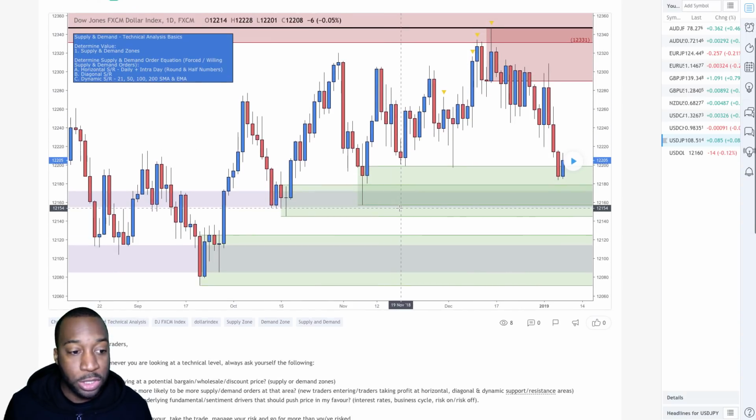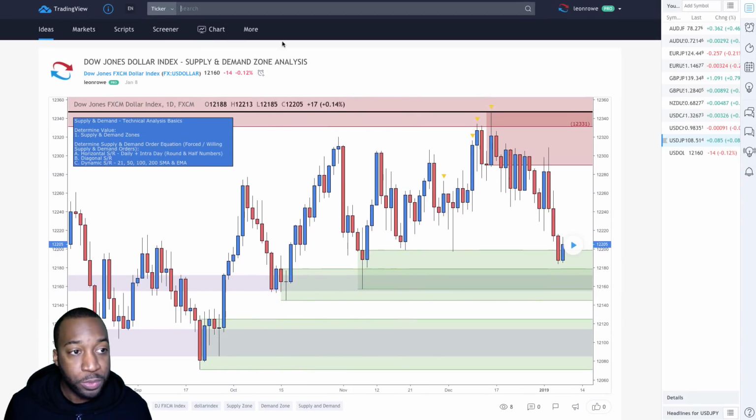From the last update on the Trading View channel, I think it was the 8th, last week, what we had was prices come down into this demand zone. It's these two demand zones, and this purple zone is horizontal support, where other traders would be looking to also potentially enter and buy the Dow Jones Dollar Index.